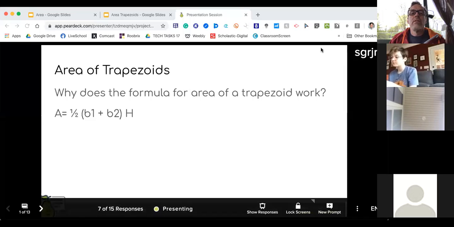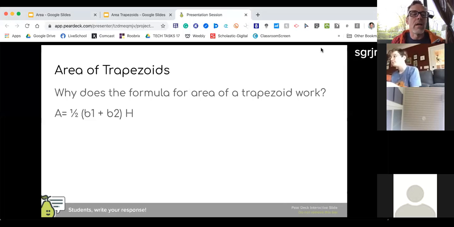So it says that a trapezoid's formula is half of base 1 and base 2 added together, half of that times the height.